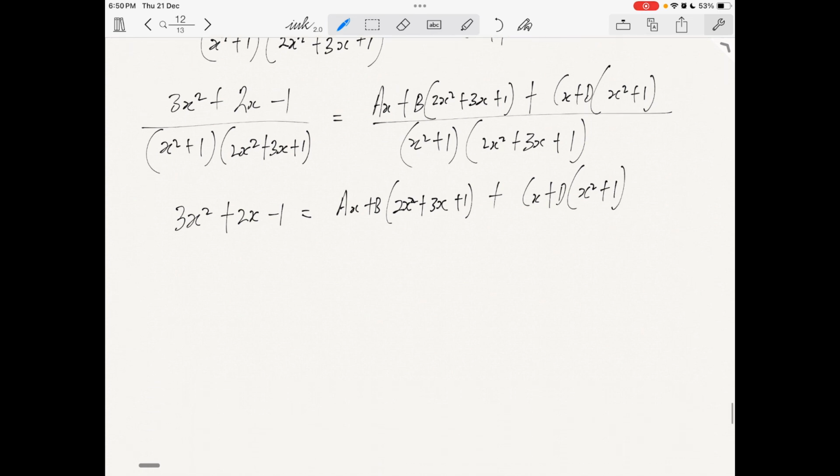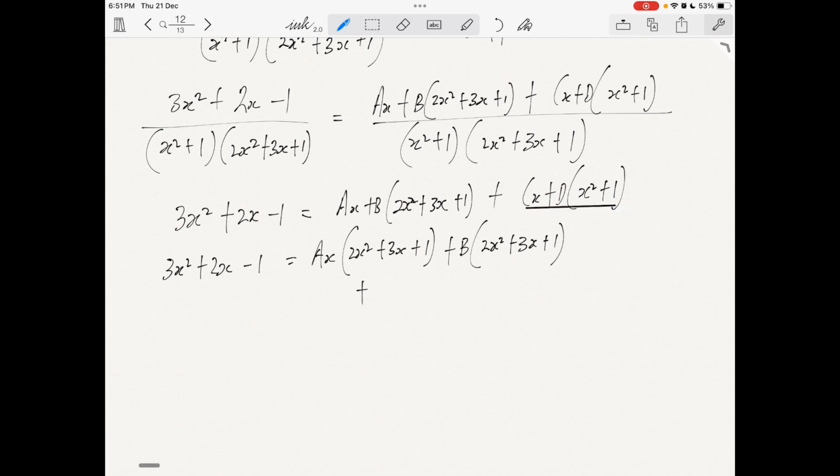Now I can open up the brackets, right? So 3x squared plus 2x minus 1 is equal to ax into 2x squared plus 3x plus 1 plus b into 2x squared plus 3x plus 1. Now we're opening the bracket because the cover up method is not going to work here. So we have to just compare coefficients straight up. So plus, now we want to open this: plus cx into x squared plus 1 plus d into x squared plus 1.